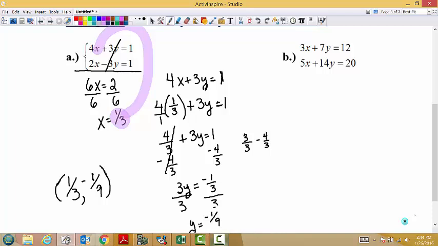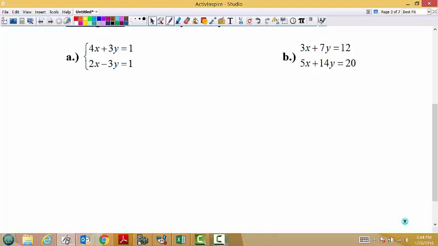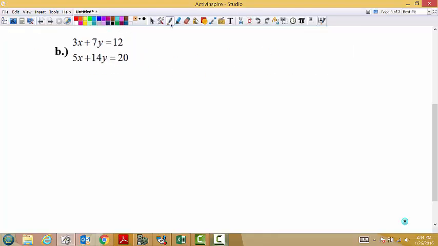Okay, let's look at B. I'm going to just erase all that. B. If I add straight down, 3 plus 5 is 8. 7 plus 14 is something, it ain't 0. 12 plus 20, not 0. So I need to do more.